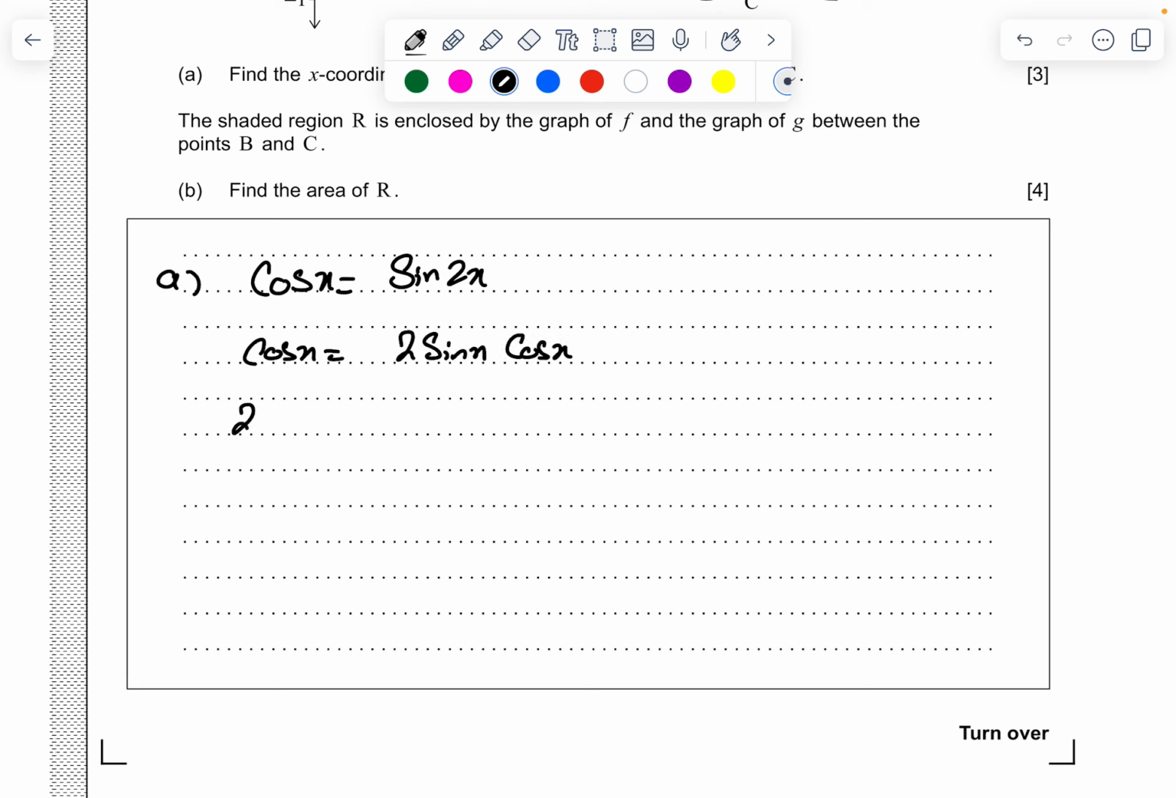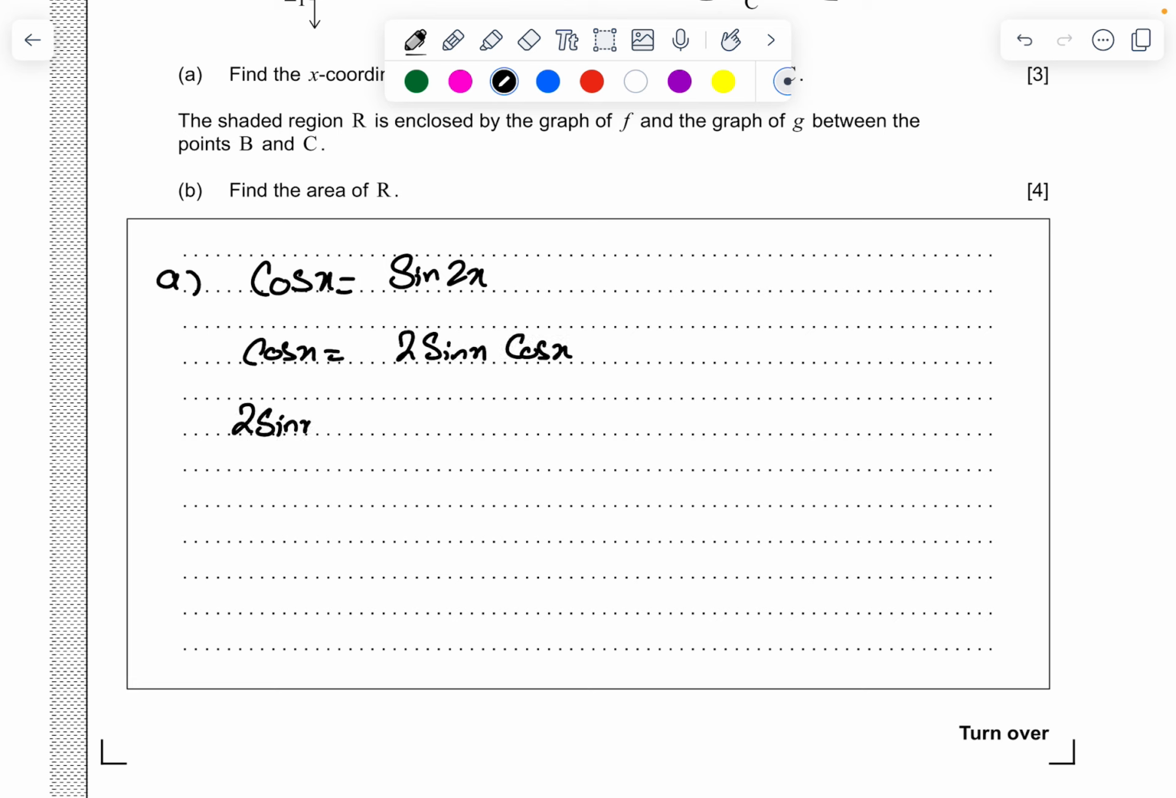Then 2 sin x cos x minus cos x equals 0. Taking cos x common, 2 sin x minus 1 equals 0. So either cos x equals 0 or 2 sin x minus 1 equals 0. Cos x equals 0 means x equals pi by 2, which is nothing but point B itself. So sin x equals 1 by 2.